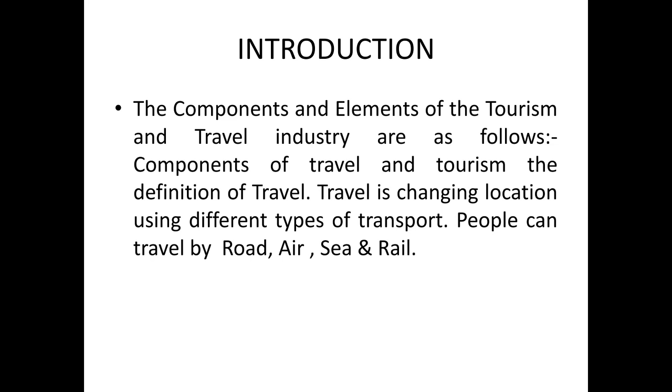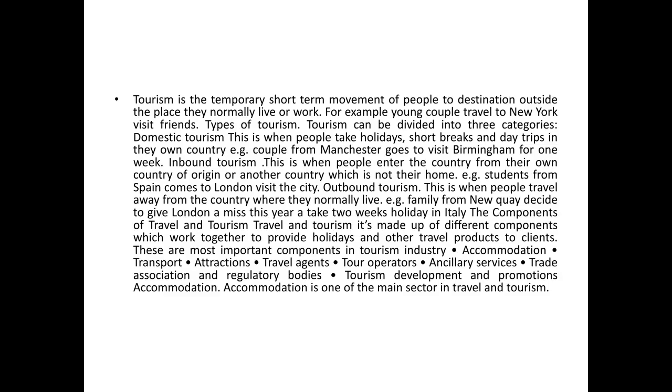Okay, people travel by roadways. Motorable roads are there, national highways are there, state highways are there. People travel by using roadways, airways, waterways, and railways. Railways, waterways, airways, and roadways are the four types of conveyance which carry people from one corner of the world to another. Tourism is the temporary short-term movement of people to destinations outside the place they normally live or work.